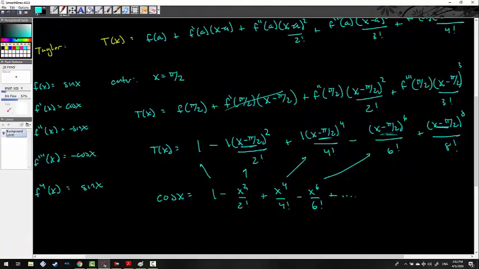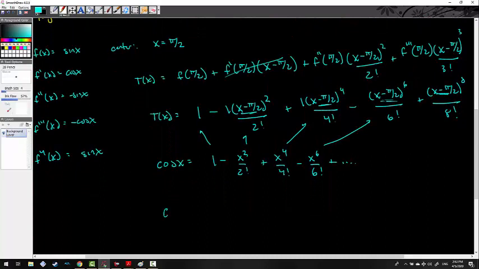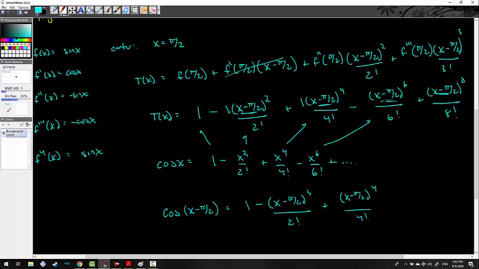where I'm going with this is, and this is getting a little bit ahead when we get into Taylor and Maclaurin manipulation, if I did cos of x minus pi over 2, could I effectively be 1 minus x minus pi over 2 squared over 2 factorial plus x minus pi over 2 to the 4th over 4 factorial minus x minus pi over 2 to the 6th over 6 factorial.